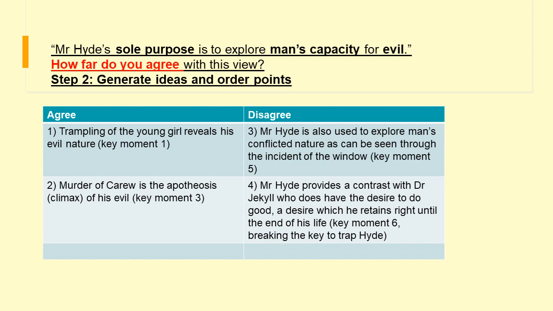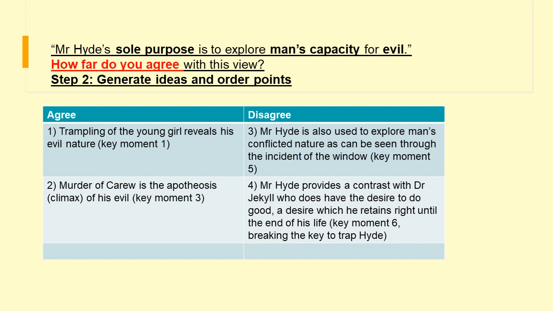And so here we're talking about conflict. If he was purely evil, there would be no sense of conflict. So part of Mr. Hyde's purpose is to show the divergence between Dr. Jekyll, who has the good in him, and Mr. Hyde, who has evil. So part of the reason Hyde exists, yes, is to show evil, but also to act as a counterpart to Dr. Jekyll and reveal aspects of his character too.